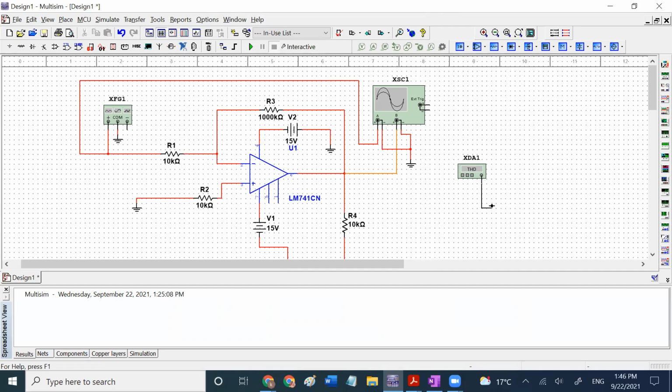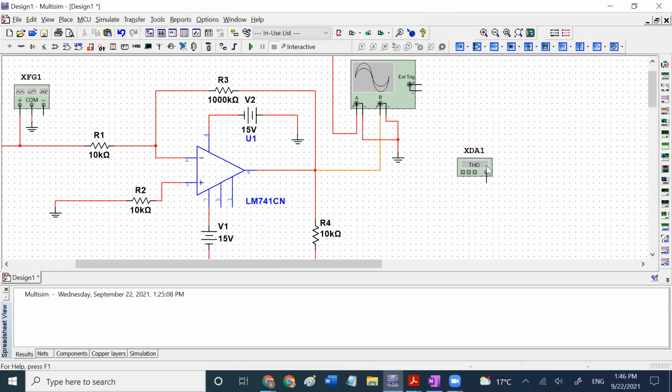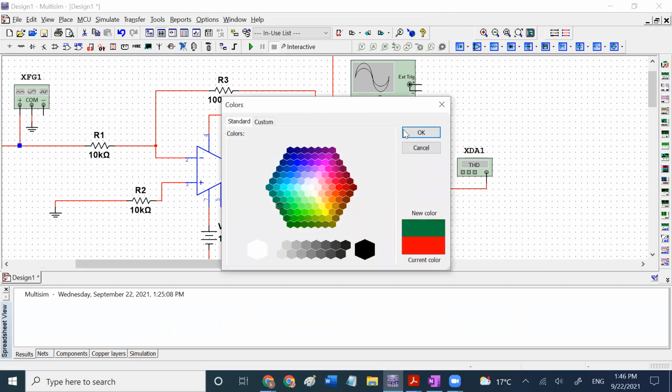The important reason I want to have this video recorded is this XDA. So again, you find the distortion analyzer, and when you click it, it says THD on there, and they say XDA. Connect this to the output channels. Now we can do the analysis.